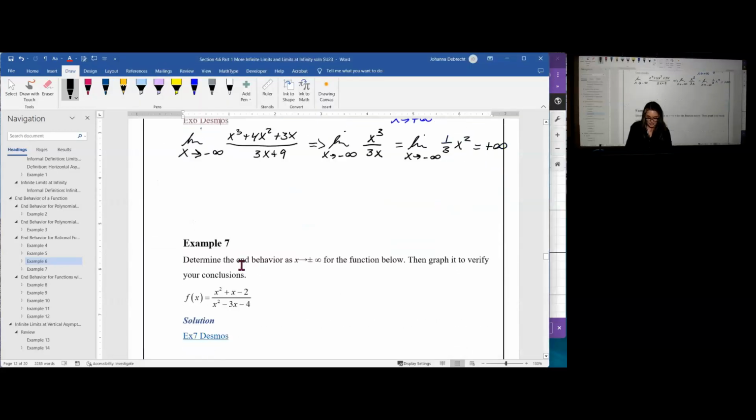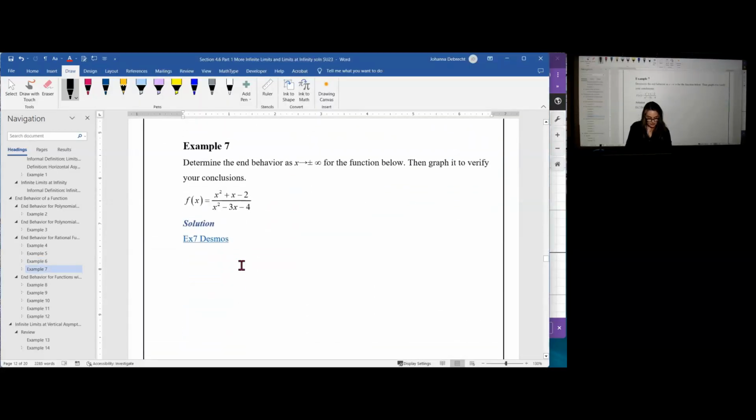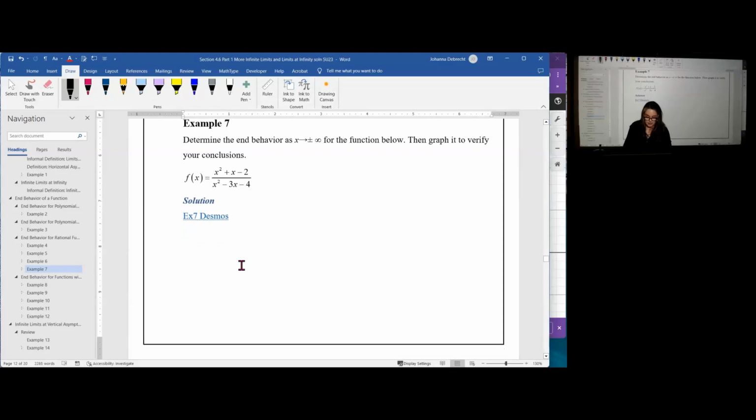Let's now turn our attention to example 7, the last one in this section. Let's determine the end behavior for the function x squared plus x minus 2 divided by x squared minus 3x minus 4. Go ahead and do your work now.